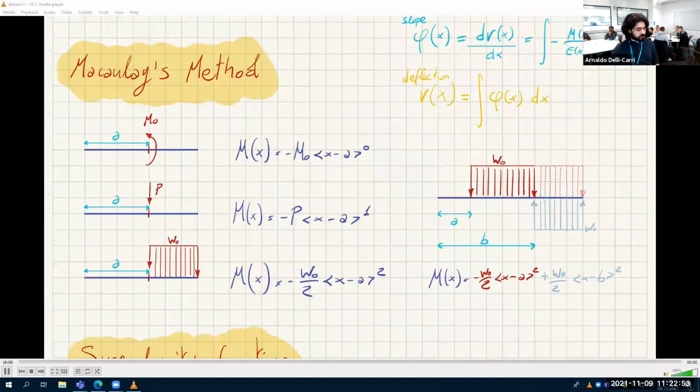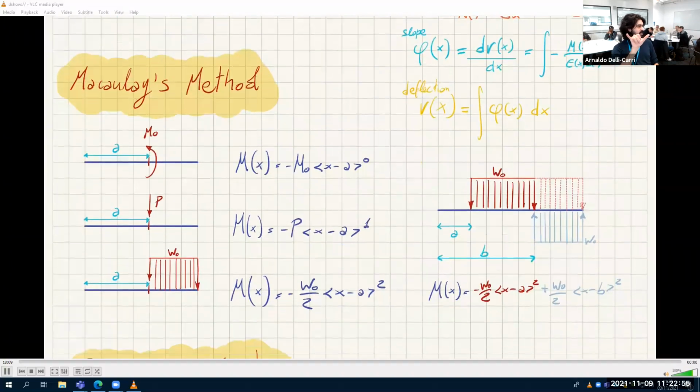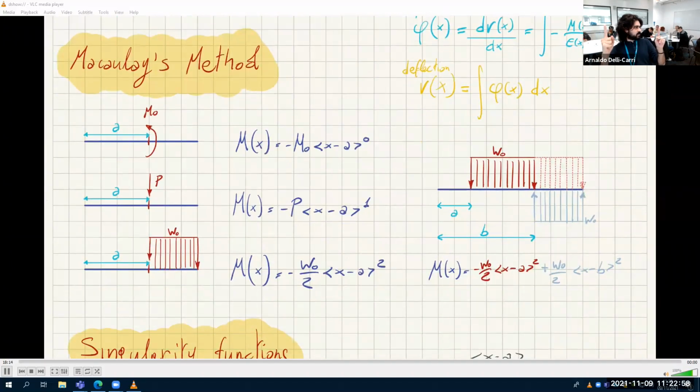There is no way you can say, okay, it stops here now. So when you have a distributed load that doesn't end at the end, a distributed load that must stop existing at some point, then you have to treat this. Say you have this W0, which goes from A to B. If you write this one only, you are dealing with a distributed load that starts from here and ends at the end, because you're writing just this.